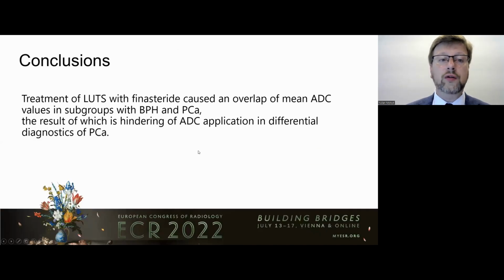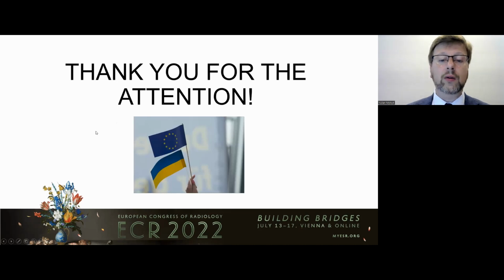So to conclude, the treatment of LUTS with finasteride caused an overlap of mean ADC values in subgroups with BPH and prostate cancer, the result of which is a hindering of ADC application in differential diagnostics of prostate cancer.